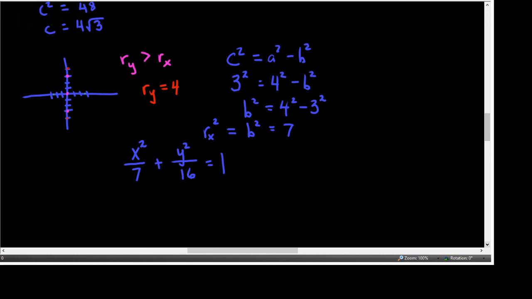So if you look at this one, the domain will be, we're going from negative square root of 7 to square root of 7. And our range is negative 4 to 4. And again, I'm relying on my graph to help me figure that out each time.